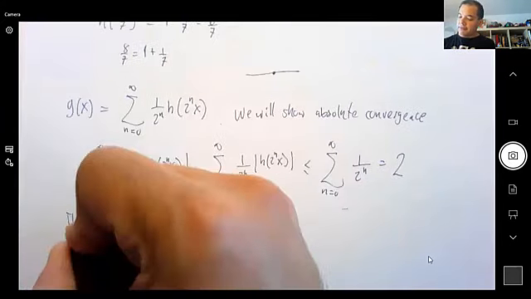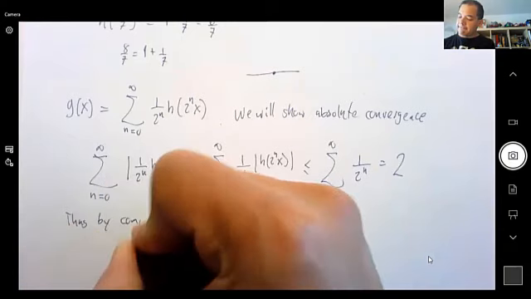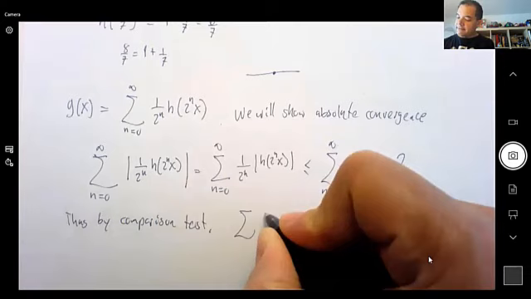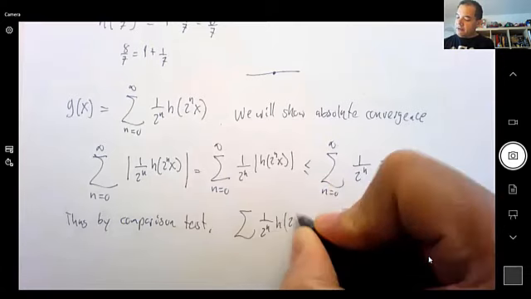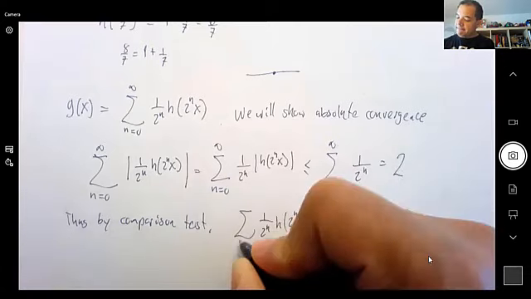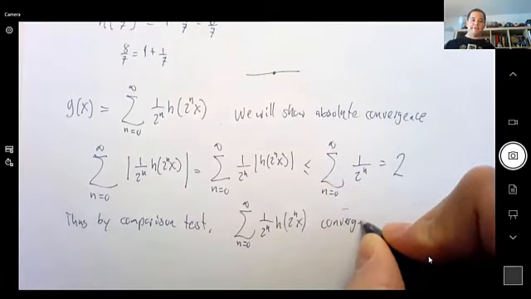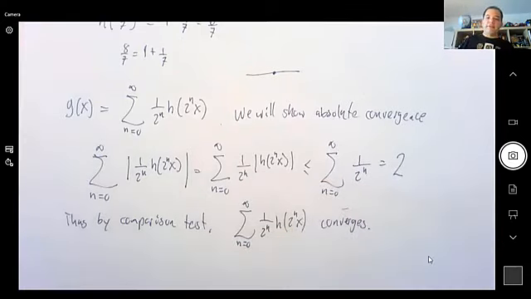Thus, by comparison test, this converges, no matter what x you give me, right? All right, so that's the first thing. So I'm not cheating you. This g function is well-defined. It's correctly defined, okay? So that's step number one.